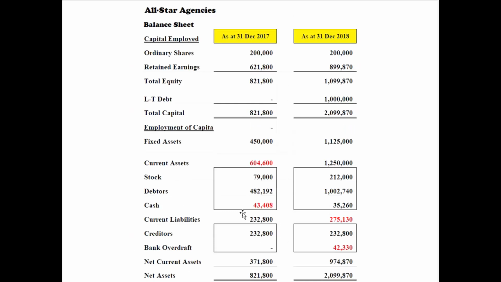So now that we've completed the first income statement, we're going to head over to the balance sheet and complete the numbers in the balance sheet. So I'm going to start off at the top and I'm just going to follow the order as I've done up until now. So the ordinary shares is 200,000.